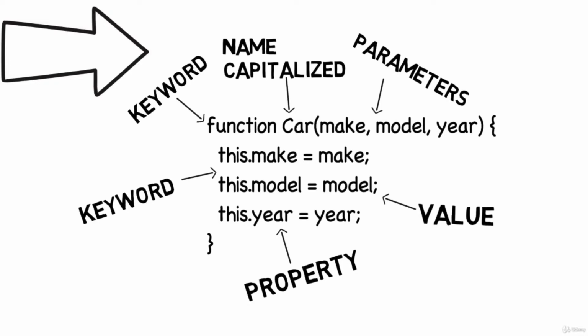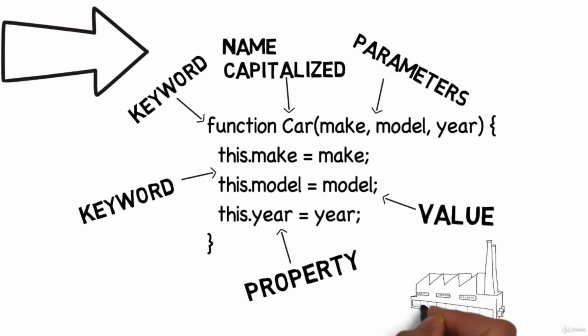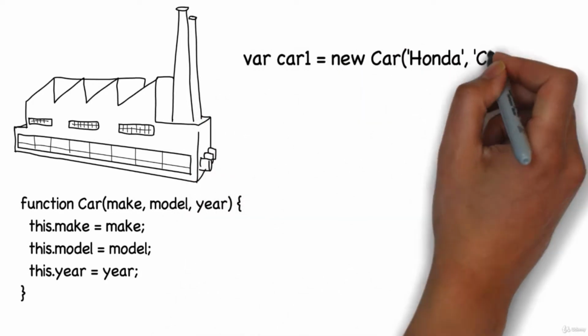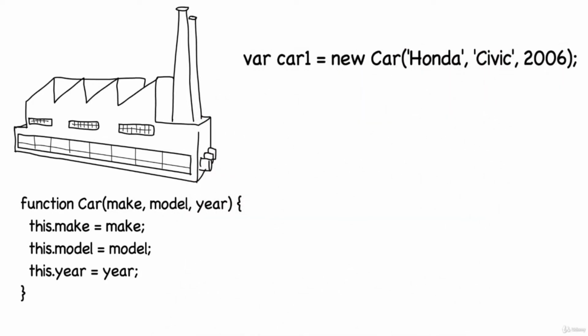Let's produce a mass amount of cars. The function Car is an object constructor. Once you have an object constructor, you can create new objects or instances of the same type. We can do that by setting a new variable of car1 and assign it a value of new Car. And remember, Car doesn't have to be capitalized, but it is the convention and best practice in this case.